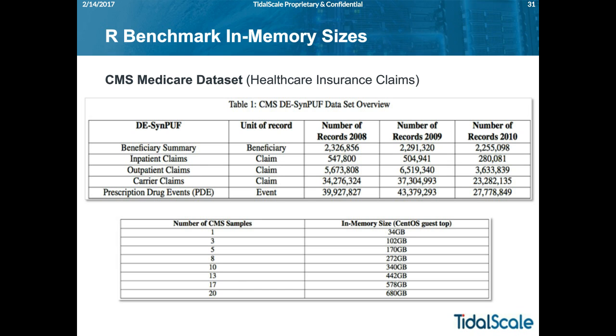And what you see here is the actual in-memory size. Notice it says CentOS guest top there. So the point being, that's the memory requirement you really need to fit this all in memory. It's not the size of the CSV file. This is the resultant in-memory footprint if you run this benchmark on these data sets.